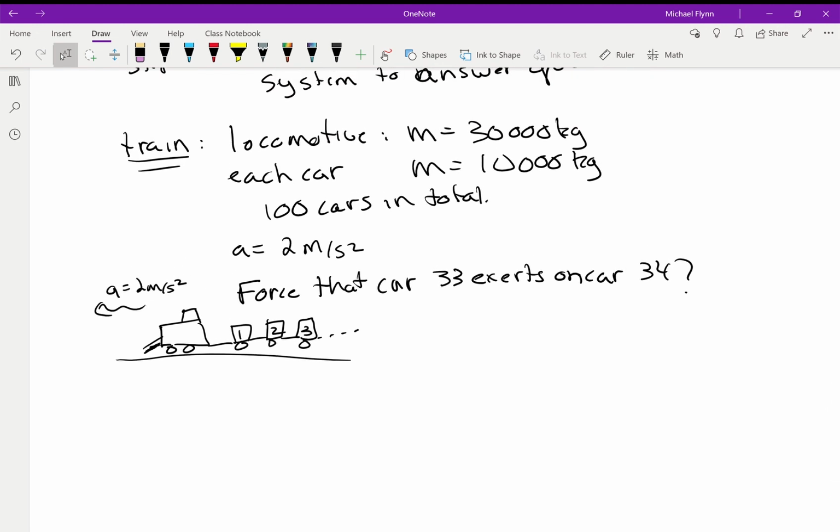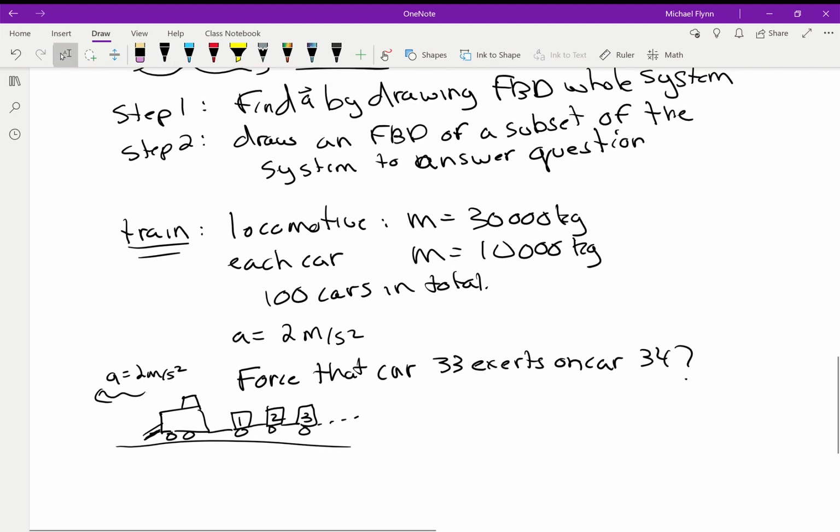So you have this thing. What force does car 33 exert on 34? The secret to getting this question is step 2. We're going to go straight to step 2 because we've got the acceleration, so step 1 is given.